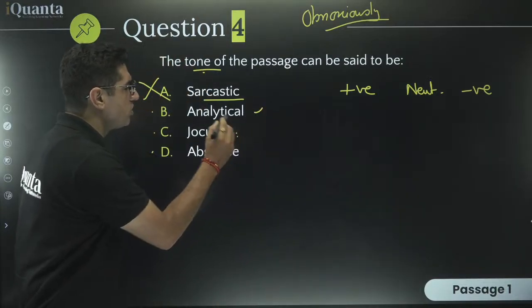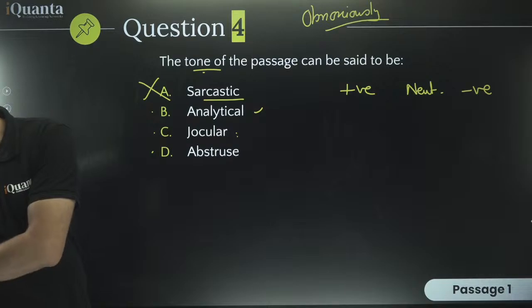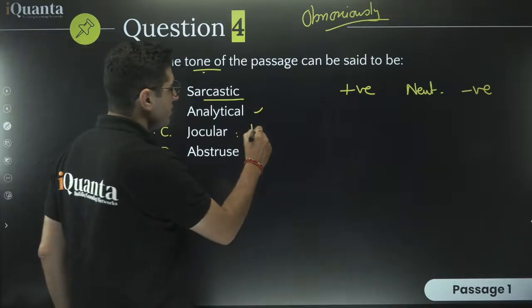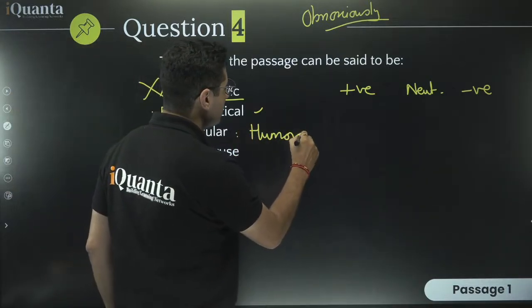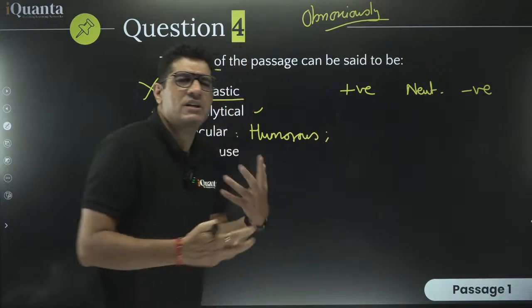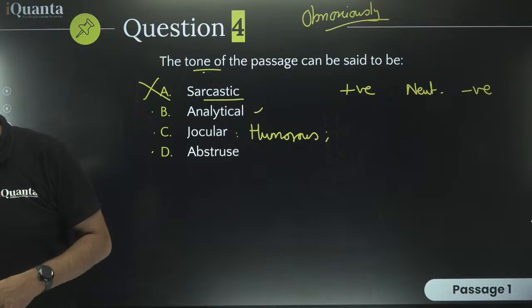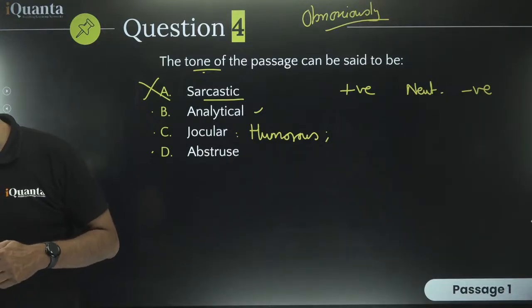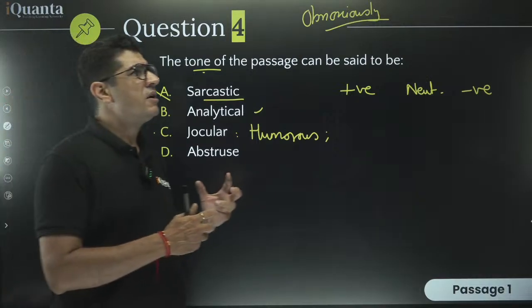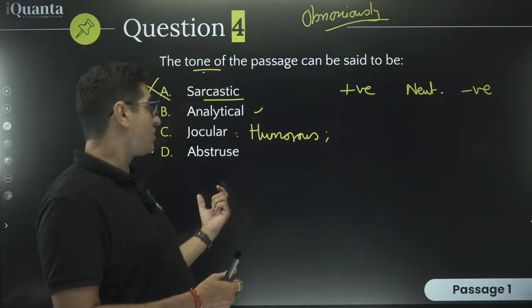Okay, what is jocular? Jocular basically means humorous. So if a person is jocular, he is somebody who is a very happy person and is likely to crack a lot of jokes. Right? So that's jocular. And then abstruse is obscure. Abstruse is something which is not known to many people or something that is not understood by many people.